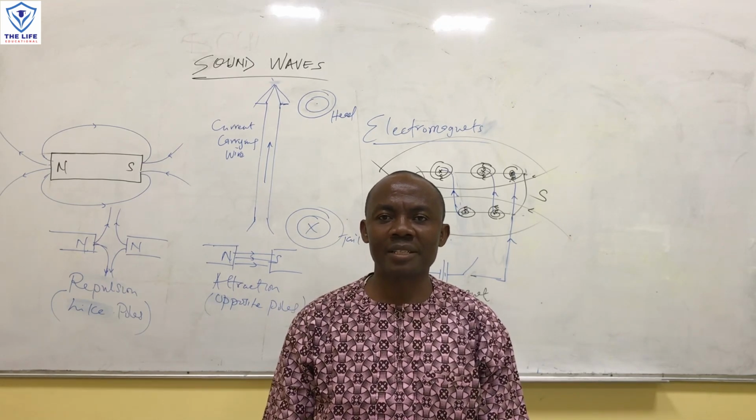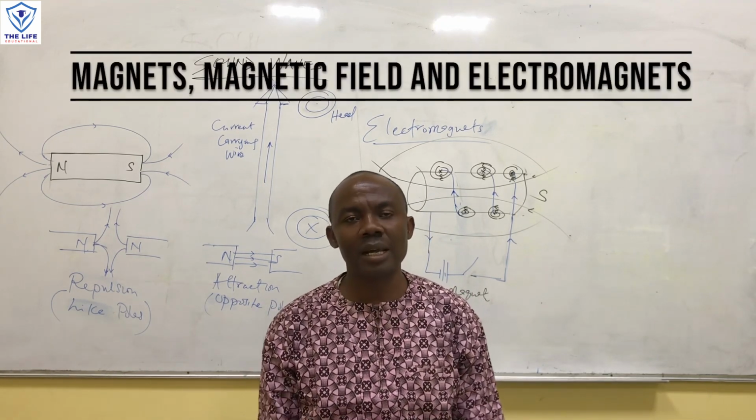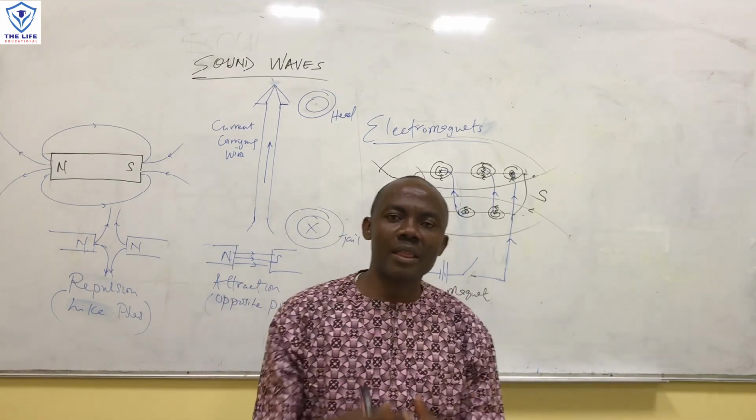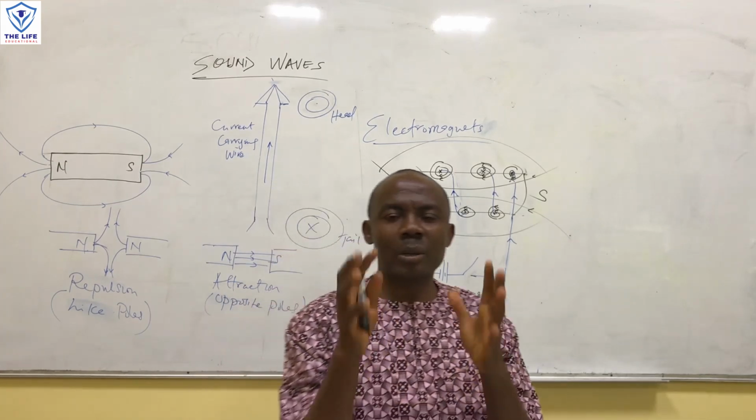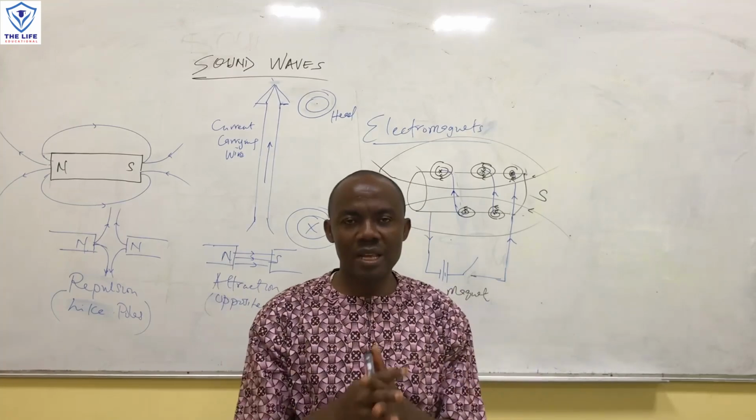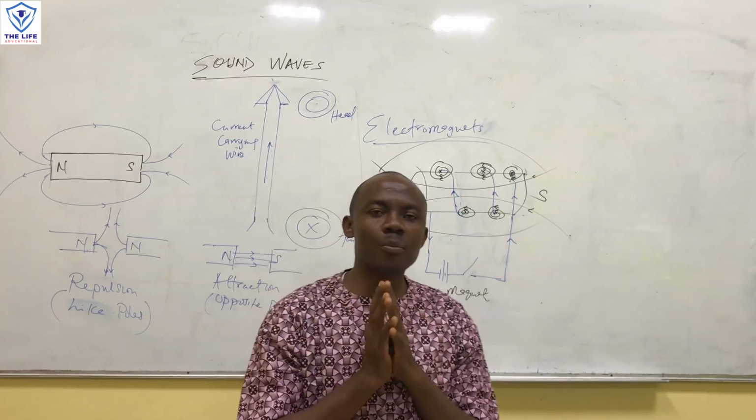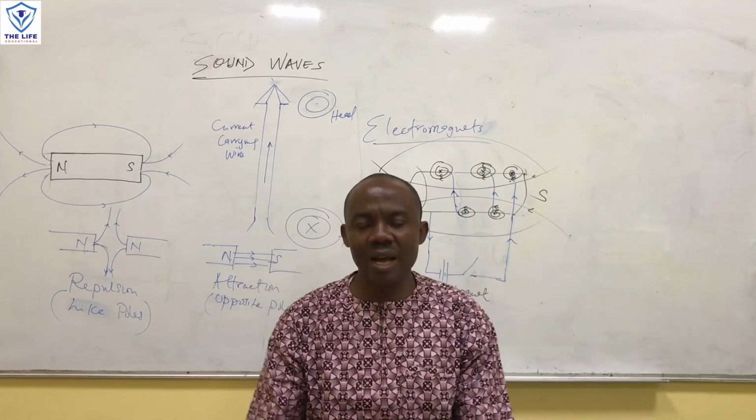This week we're looking at magnets, magnetic field, electromagnets, and other stuff. Now, the first thing I would like you to remember or to realize is that when you talk about a magnet, we're talking about a substance that has two poles. Every magnet has a north and south pole. Okay? You can also have a permanent magnet, you can have a temporary magnet.